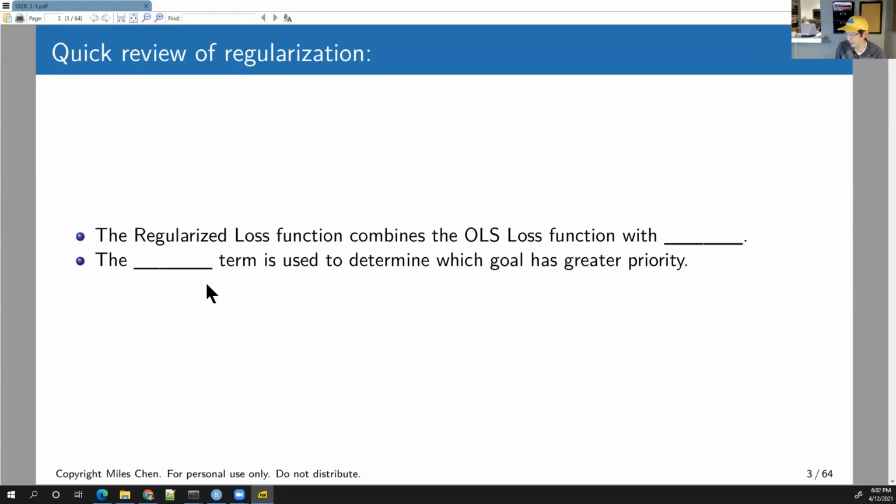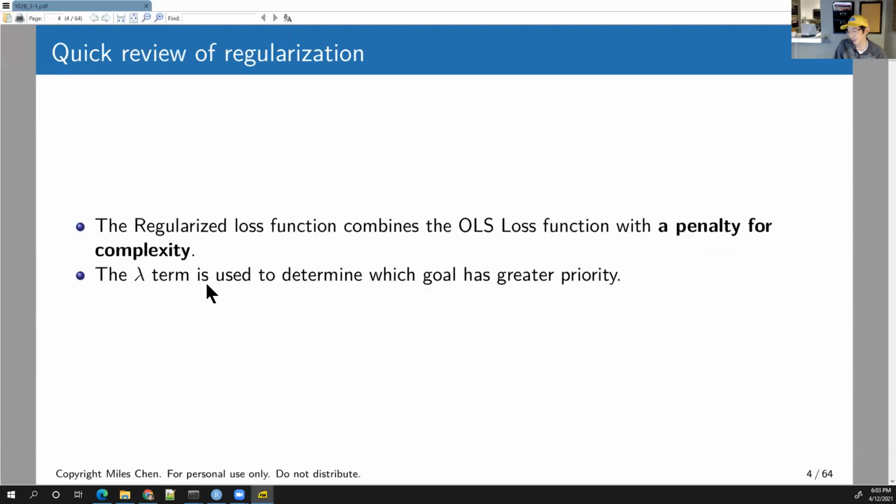Here, just a quick review. Fill in the blanks in your head, I guess. Okay, so the regularized loss function combines the OLS loss function with blank, and that's a multi-word answer there. And then the second thing, the blank term is used to determine which goal has greater priority. So just fill in the blanks in your head. All right. Okay. And so what do you guys think?